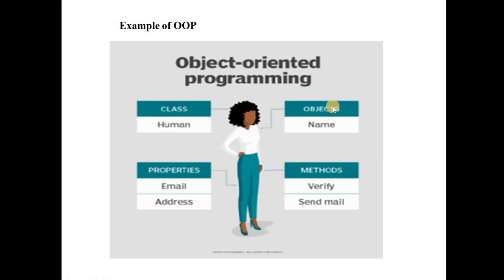Take one example: Mr. John is one object, Mr. Williamson is the second object. So the class is the same, both are human beings, and they have different names. They also have the same properties. Suppose John has xyz@gmail.com as his email address. And a method means a function. By using this function, we can perform operations on these properties. So this is an example of object-oriented programming.